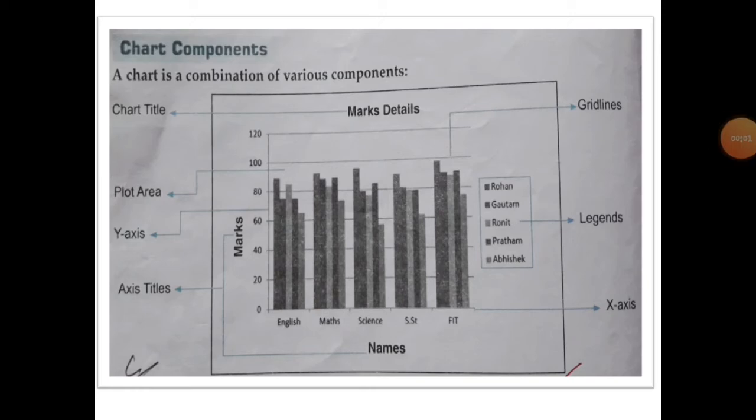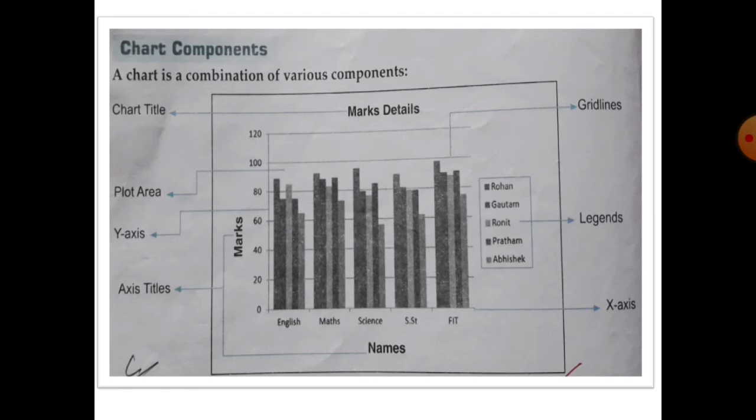The next topic we have is chart components. A chart is a combination of various components. So here we are going to study about the components. As you can see here: chart title, plot area, x-axis, y-axis, axis title, grid line, legends. So these all are the components of chart.